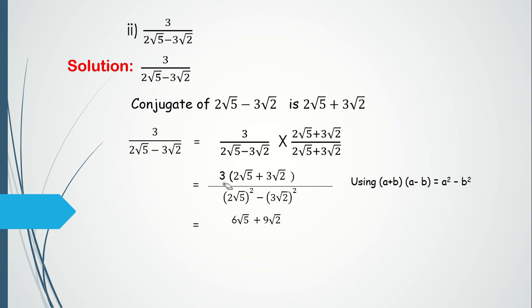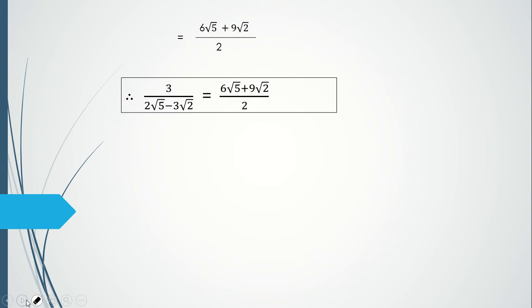Now multiply this 3 inside the bracket. 3 2s are 6, root 5 will remain as it is, 3 3s are 9, root 2 will remain as it is, and in the denominator we get 2 square is 4, root 5 square is 5, 3 square is 9 and root 2 square is 2. So that equals 20 minus 18, which is 2. So we got 2, a rational number in the denominator, and hence we have rationalized the denominator. Okay, this is the answer. Now we go to the next sum.